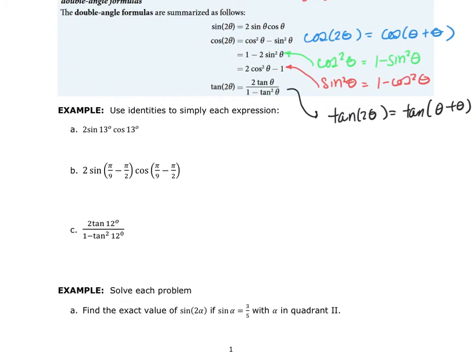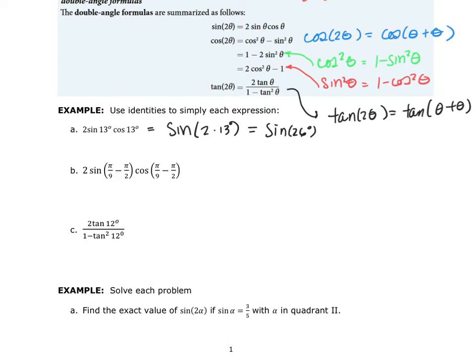So if I'm asked to evaluate or simplify these, I look for pattern recognition. I see a 2 out front, and I see the sine and cosine are the same angle. So that means I must be using the sine of the double angle, 2 sine theta cosine theta. So this is just going to be the sine of 2 times 13, in other words, the sine of 26 degrees. And that's as good as that one's going to get. I could put that in my calculator, but that's as good as it gets.